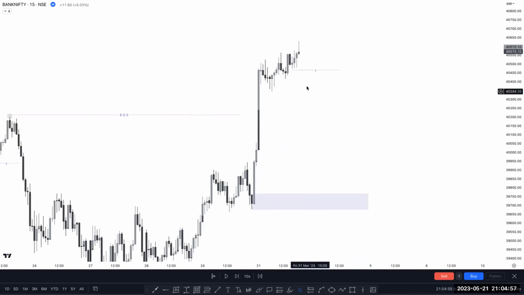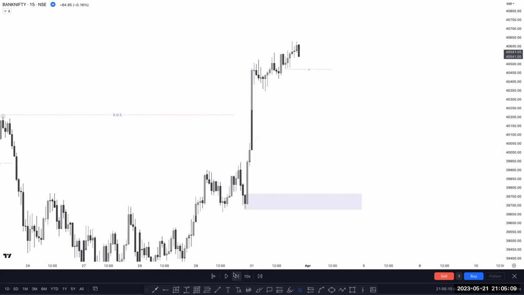And next one is here. If market takes out this inducement and creates single candle order block, then definitely you can buy here because momentum is bullish and everything looks bullish, right? So let's see and wait for it to take out this one or create new structure.